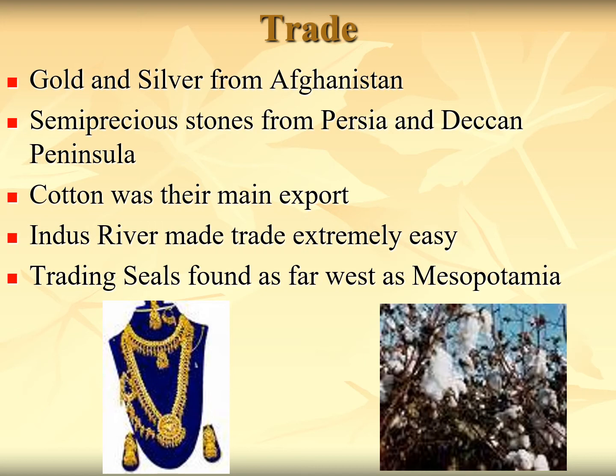Cotton was their main export, and they were the very first civilization to grow and spin cotton in the area now known as Pakistan. The Indus River made trade extremely easy because we didn't have the cataracts that we saw in the Nile River, which made trade a little bit more difficult, and no portaging or having land caravans. Most of it could be done along the river. And we found trading seals as far west as Mesopotamia, so we know that they actually did trading with a lot of different people in a lot of different areas.